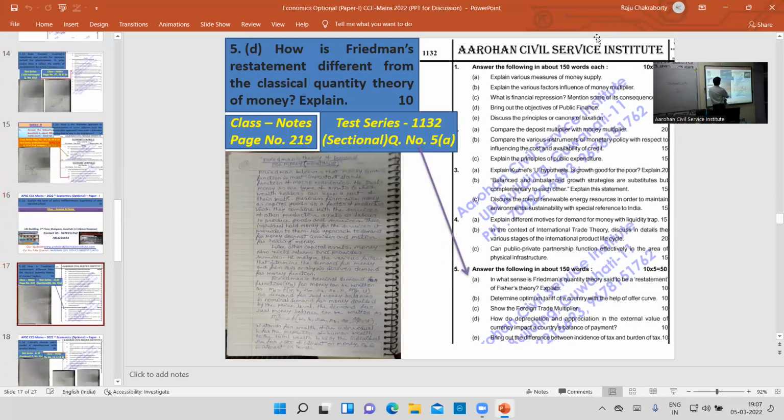Next, 5D. What is the fragment restatement?